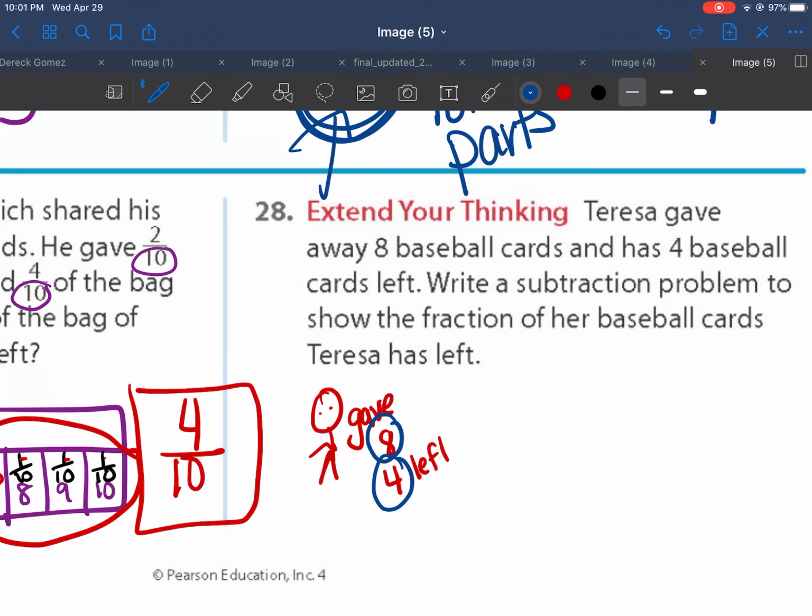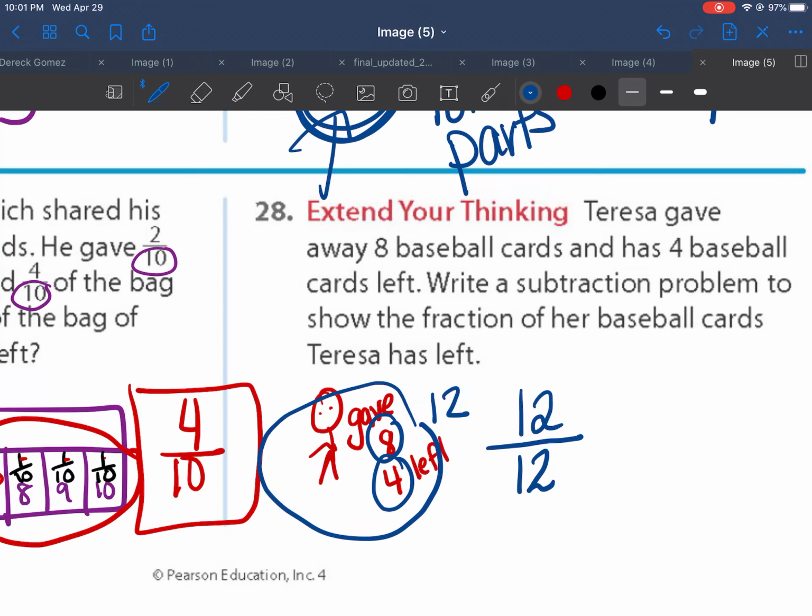My question, how many cards did Teresa have in all? How many did she give? 8. How many does she have left? 4. What's the total? 8 plus 4 is going to be 12. So that means my denominator is going to be 12. Okay, so how many cards does Teresa have left?